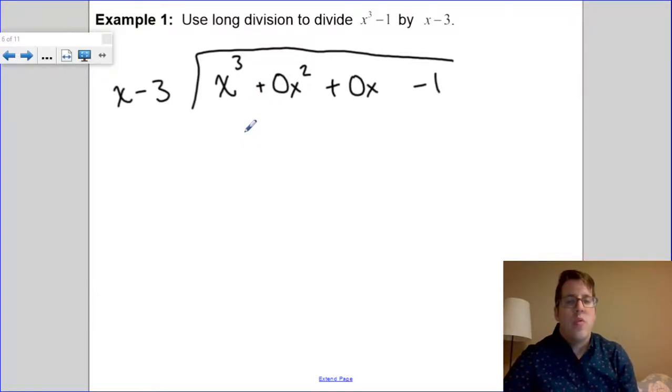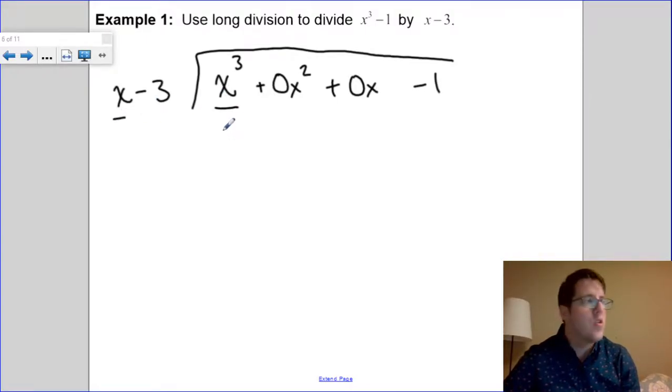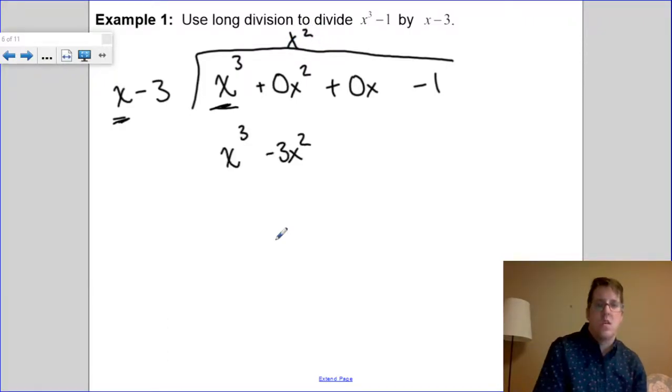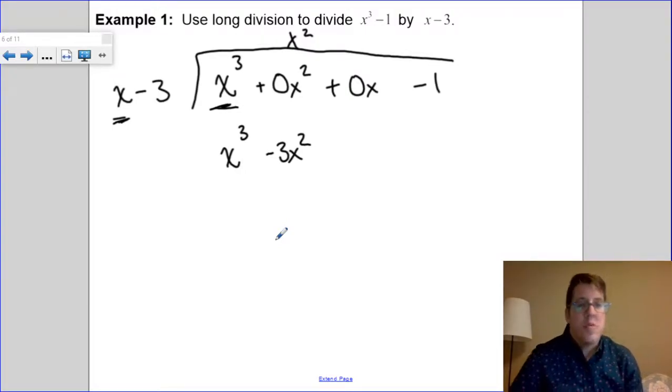And then the way that we're going to think about this is, how many times does x go into x cubed? Just think about the leading coefficients. Or in an even simpler way, what would I multiply x by to get x cubed? Well, my answer there is x squared. So I'm going to write that up top in my quotient. So that x squared I'm going to multiply through not by just the x, but also by the negative 3. I'm going to write them in their corresponding places underneath.